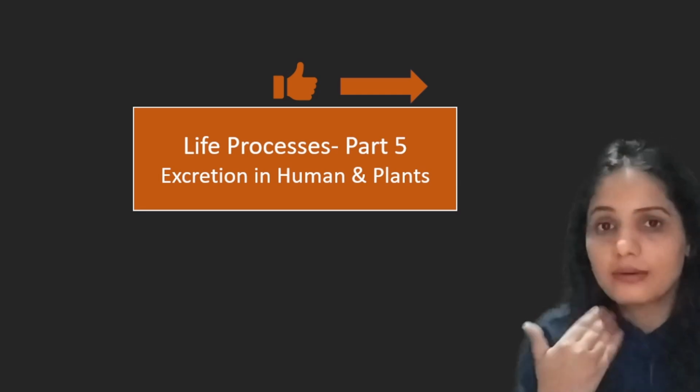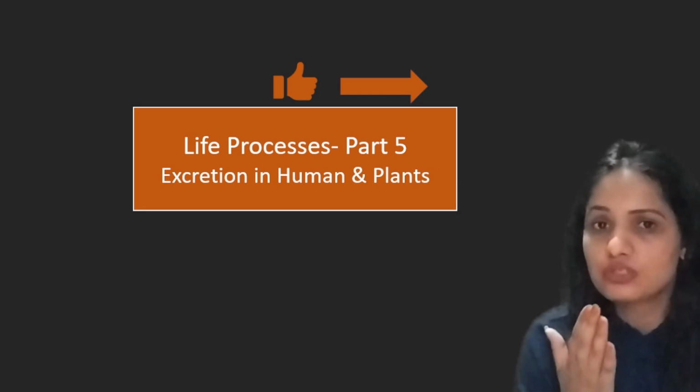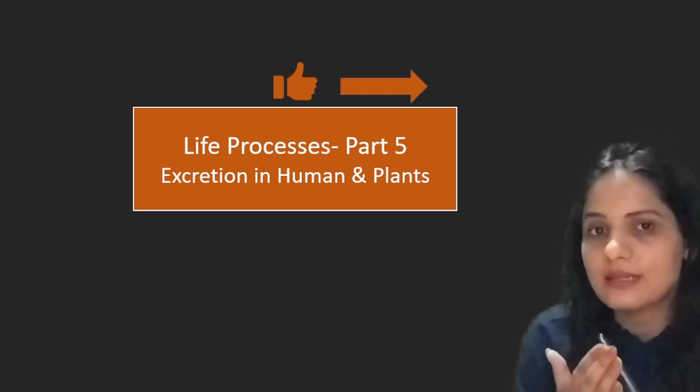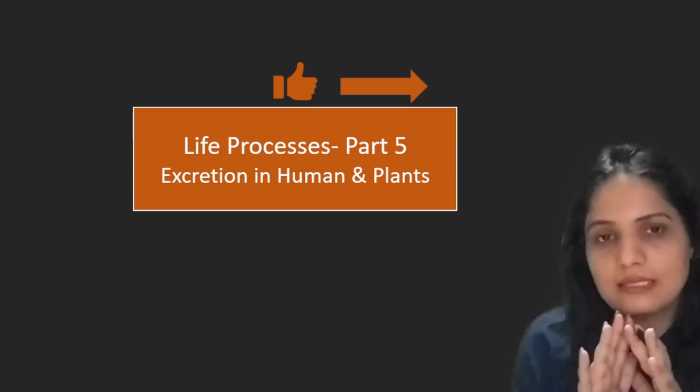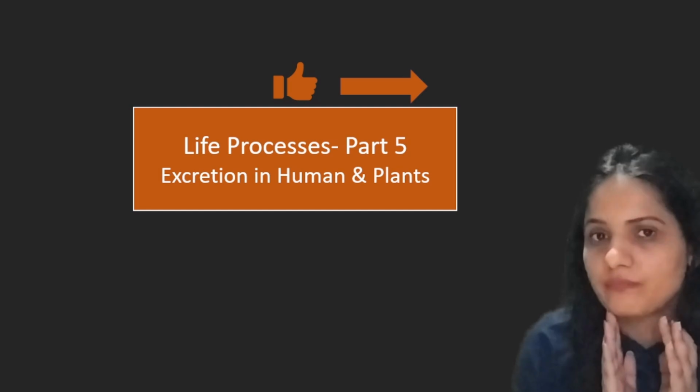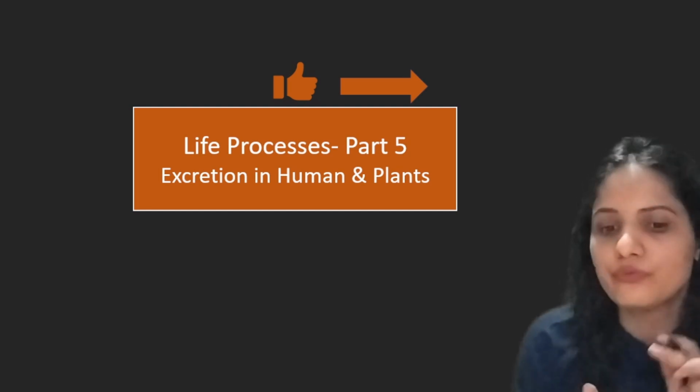Now, in our next part of life processes, which is part number 5, and this is the last part of the life processes chapter, we will wind up this chapter with part number 5, which is excretion in humans and plants.